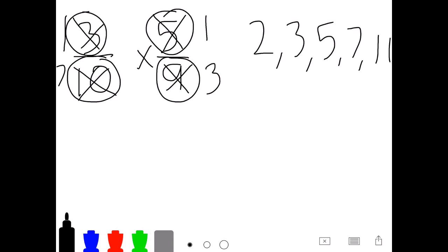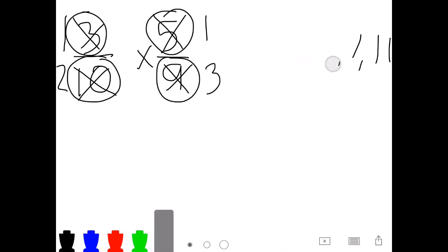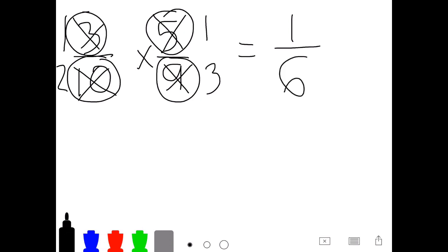Well, now we can actually go ahead and multiply these, and you'll notice here that this is going to give us our most reduced form. If we multiply 1 times 1 in the numerator, we get 1, and if we multiply 2 times 3 in the denominator, we get 6.